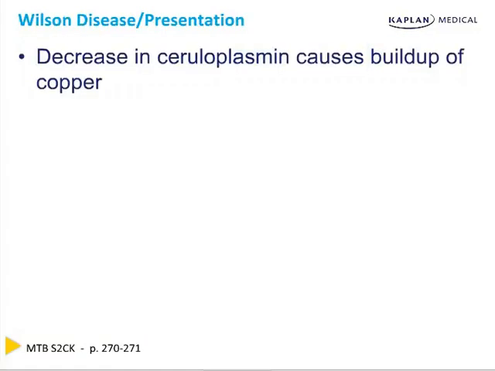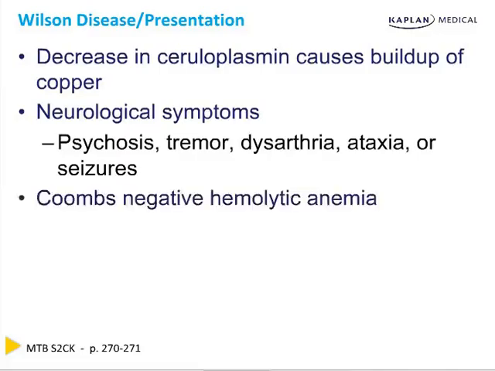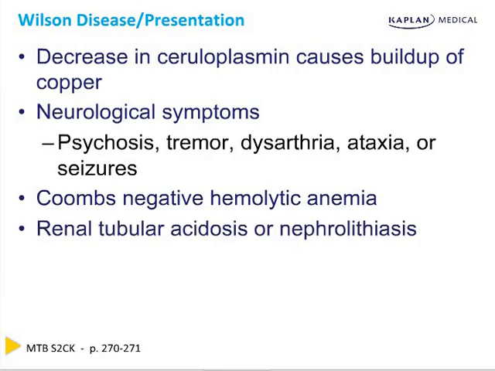Wilson's disease is an abnormally decreased copper excretion from a decrease in ceruloplasmin that causes buildup of copper in the liver, kidney, red blood cells, and nervous system. Some neurologic symptoms that can occur are psychoses, tremor, dysarthria, ataxia, or even seizures. You can get a Coombs negative hemolytic anemia and a renal tubular acidosis or even nephrolithiasis.